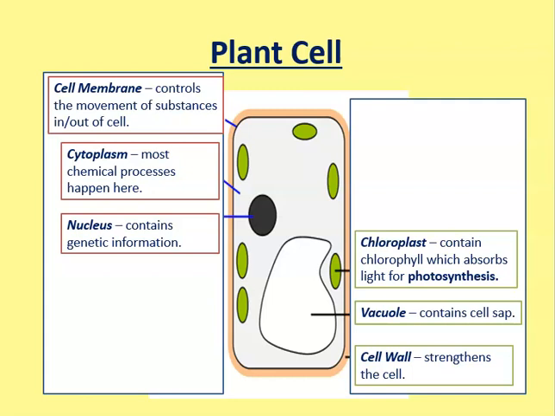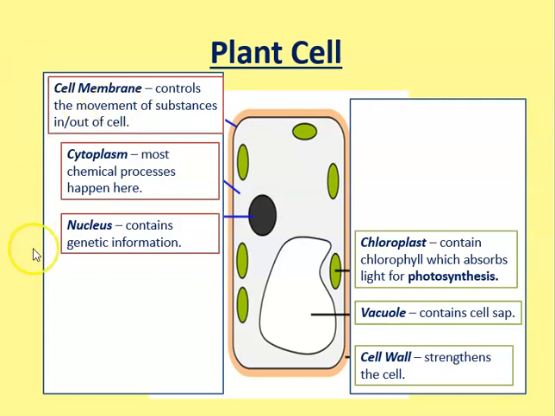So starting at the top left-hand corner, you've got the cell membrane. Look where the cell membrane is labelled. Your label has to be really careful if you're asked to do that in an exam. And the cell membrane controls the movement of substances in and out of the cell. Next one, we'll go anti-clockwise. So next one is the cytoplasm. Most chemical processes happen there. The next one is the nucleus, which contains genetic information.